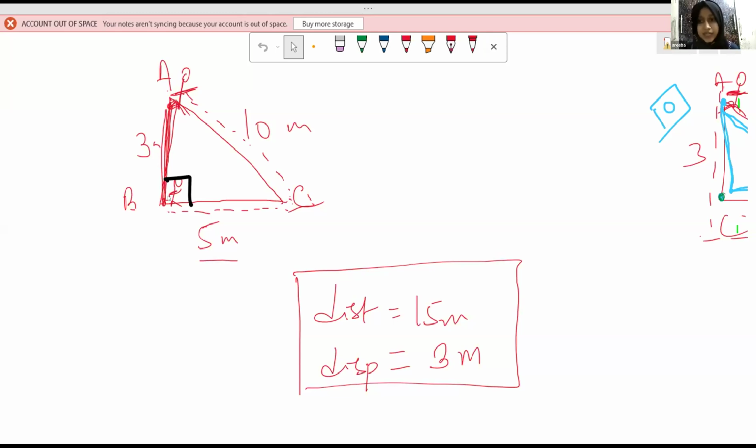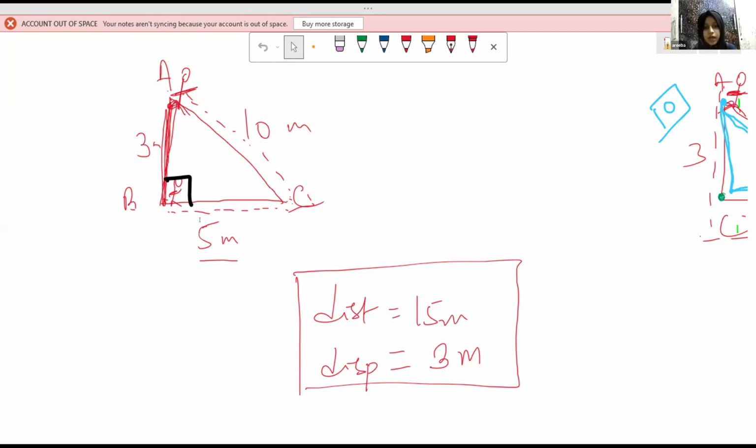Can you tell me the distance he has covered? 15 centimeter. How? Like first he went from point A to C, then C to B. Then 10 plus 5, 15. That's how we got 15. Correct, Insha?